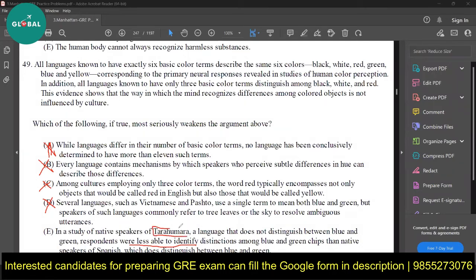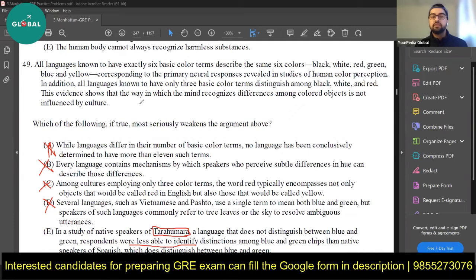For this culture, they are saying their language does not distinguish between blue and green. So due to this, they were less able to identify the distinction among blue and green chips than native speakers of Spanish, which can distinguish. So here they are saying that if they have a different culture, different language, and in the language there is no distinction between blue and green, they are less able to identify the difference than Spanish, where there is a difference between blue and green. So this is what is weakening the argument.